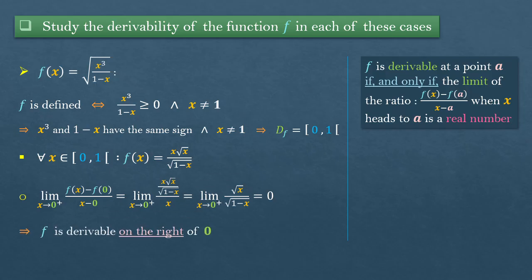Therefore, our function f is derivable on the right of 0, and we will not be studying its derivability on the left of the point 0 as it is not defined at these points. Let's now move on to the fourth case.